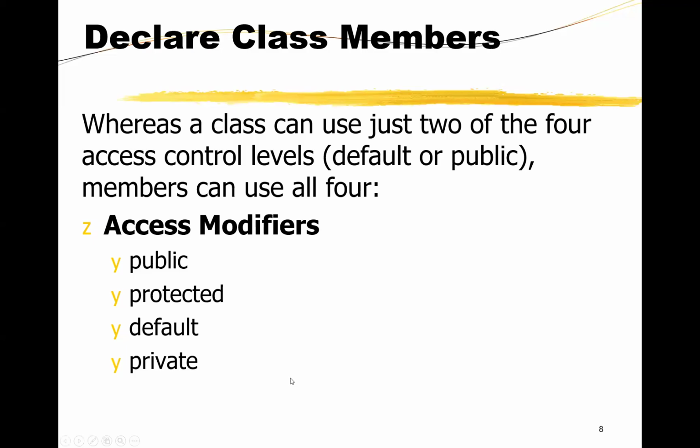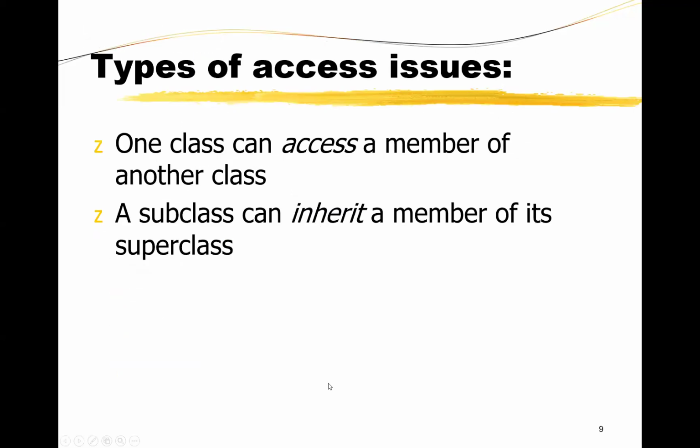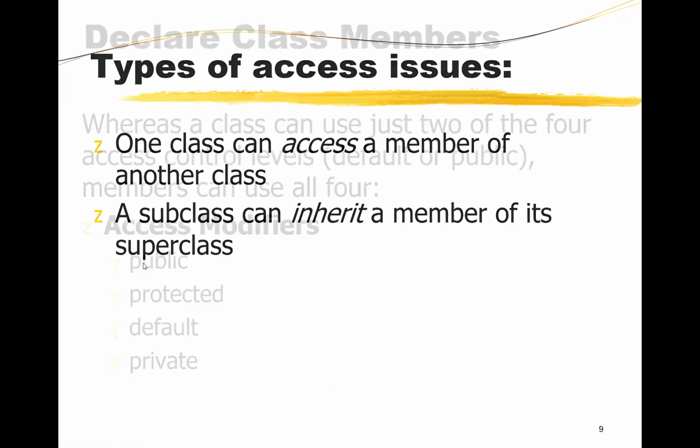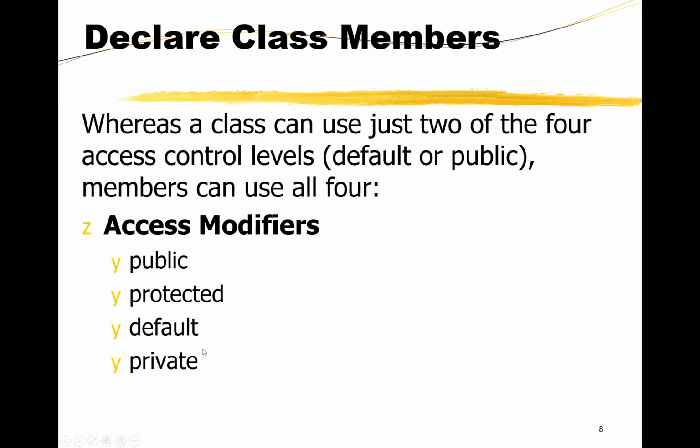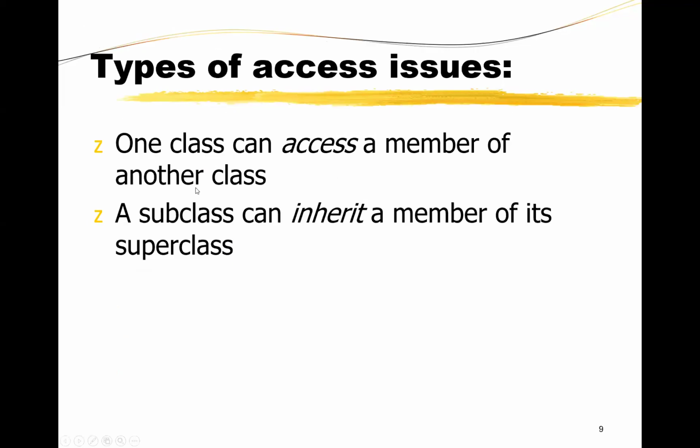Now, these public, protected, default, and private are access modifiers. They deal with access issues, that is, whether one class can access a member of another class, or a subclass can inherit a member of its superclass. Now, if you remember, we had this issue.